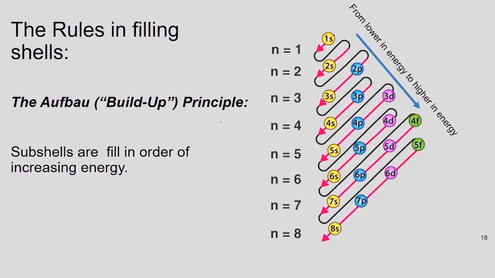The first rule is called the Aufbau building up principle. The rule states that subshells are filled in order of increasing energy. For example, 2p is filled before 3s because it is less in energy.